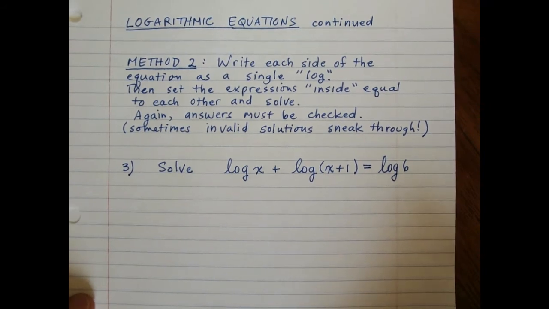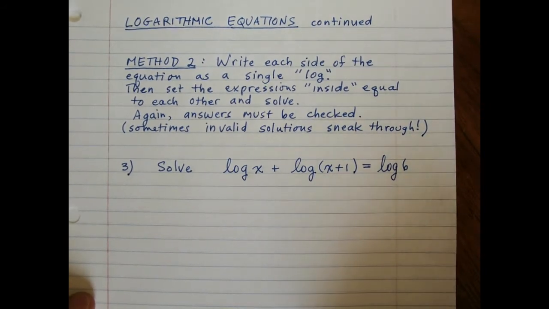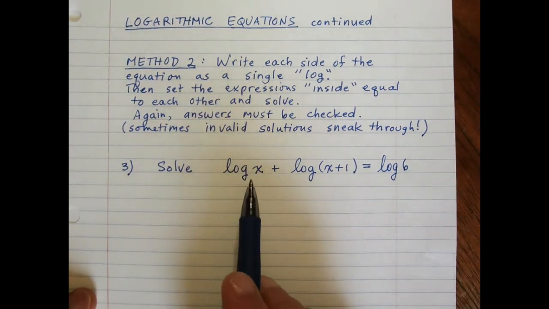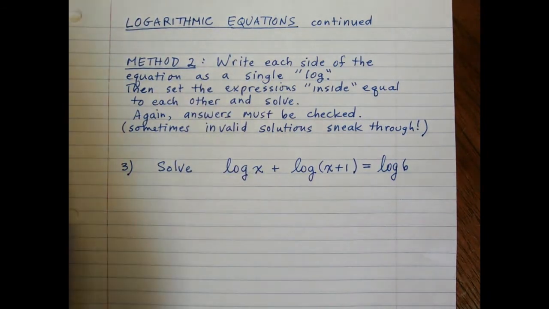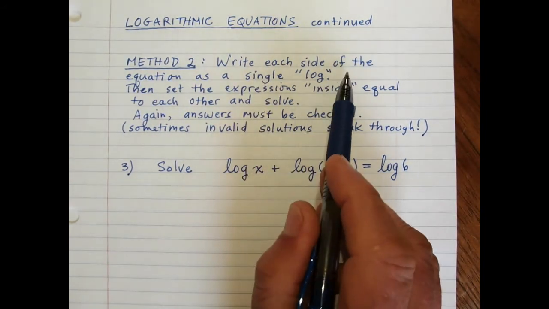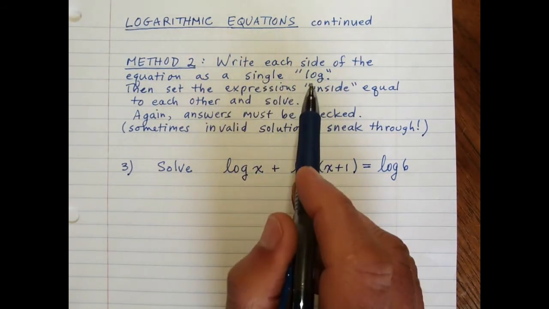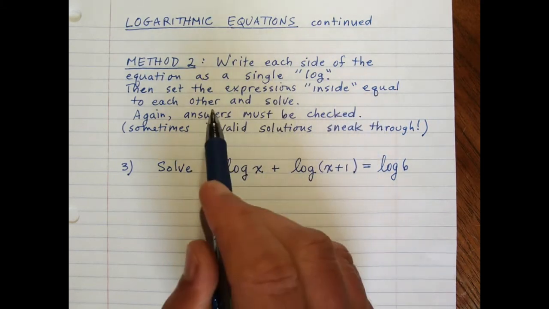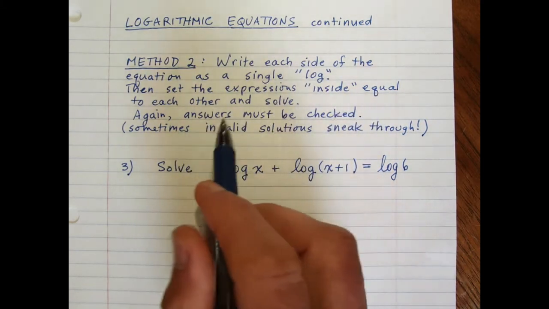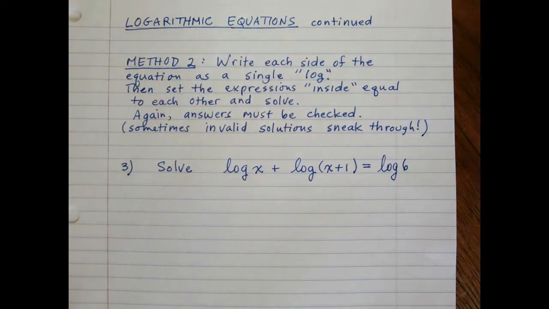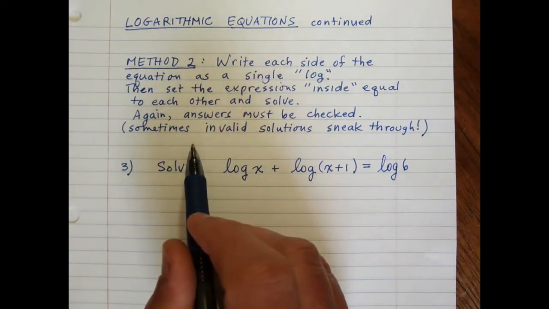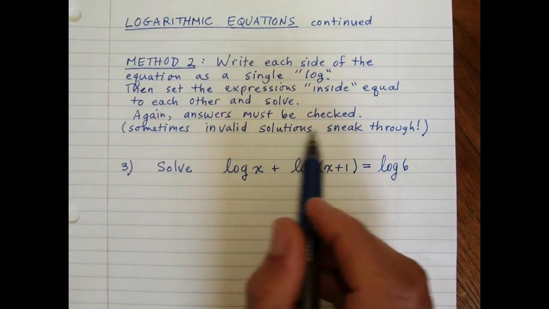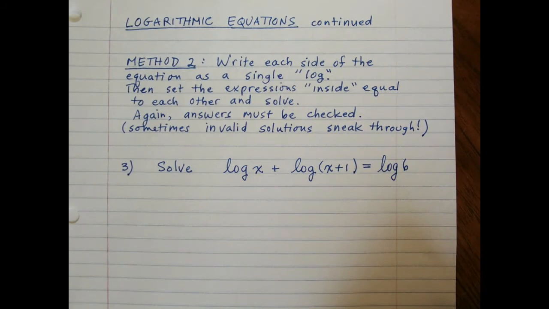We're going to have a second method for approaching these log equations. And I think this method isn't too hard to get down, because when it's available, it's pretty clear. Sometimes we can write each side of the equation as a single log, then set the expressions inside equal to each other and solve. This is kind of analogous to method 1 for exponential equations. But again, sometimes invalid answers sneak through, and we're going to have to check for that.